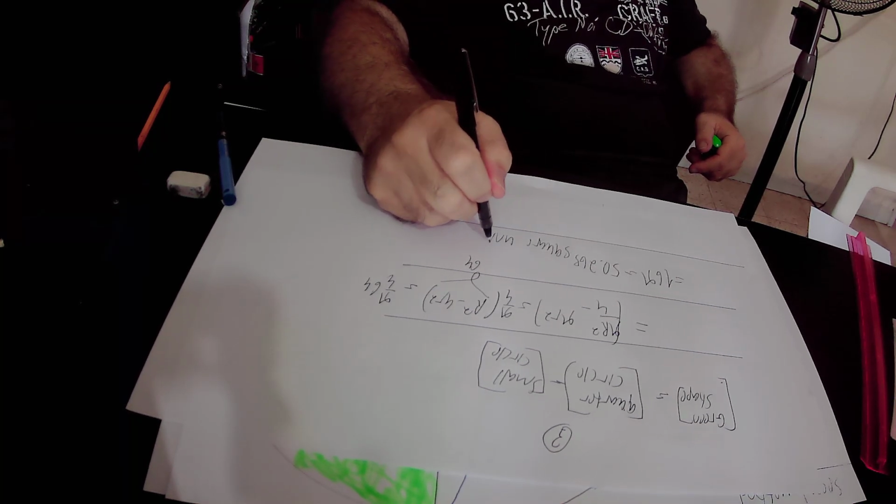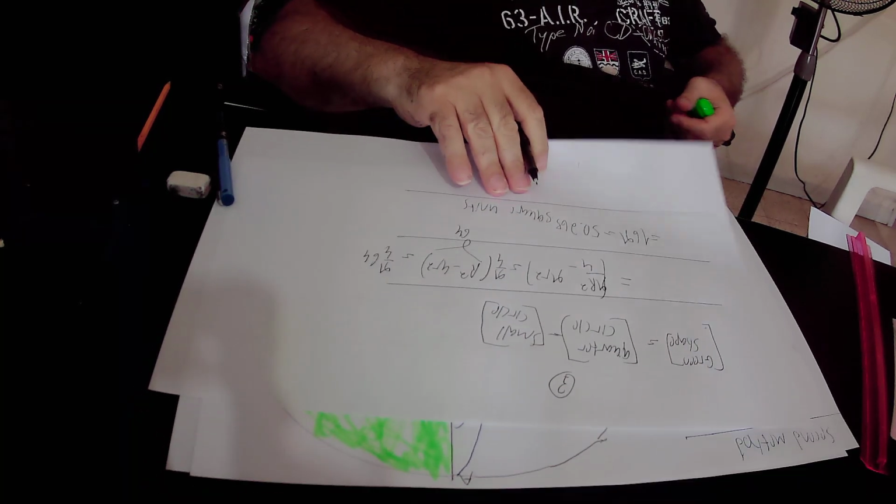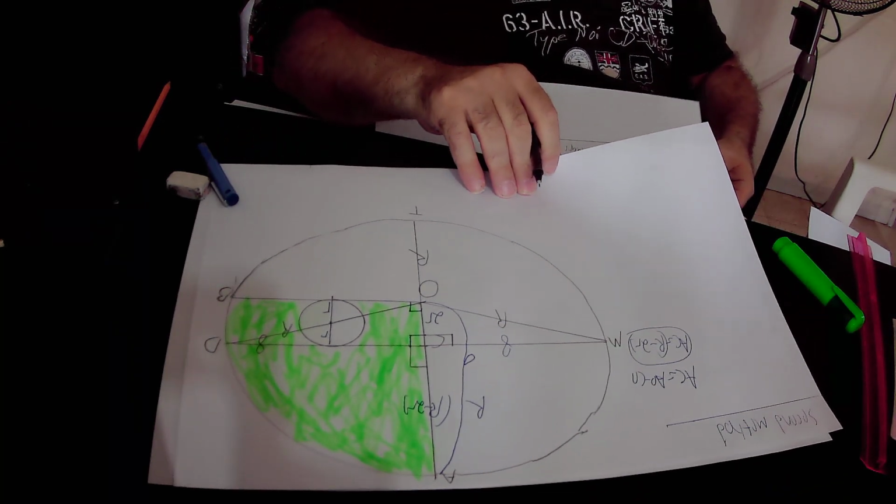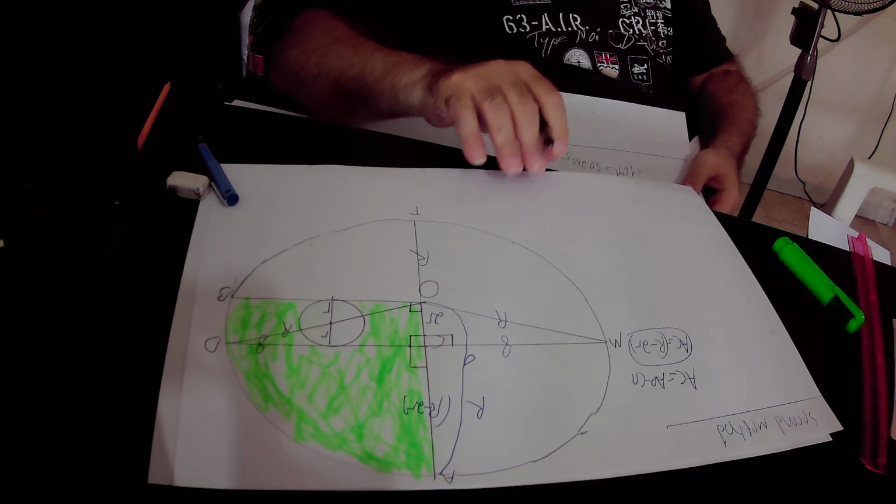So we finish with the second method. In the next step I present to you how to find the area of this green shape according to the third method.